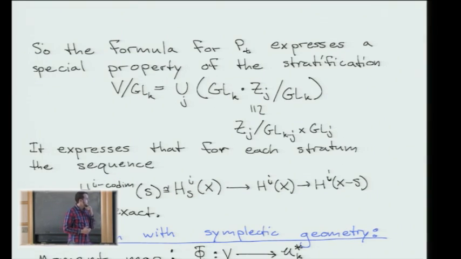This direct sum decomposition on cohomology is expressing something very special about the stratification. If you consider cohomology groups, you can always consider a smooth subvariety and restrict to the complement of a stratum. And you always get a sequence of cohomology groups like this. But in fact, what this formula is expressing is that in this case, this sequence is short exact. So it's something special about the stratification that gives you this direct sum decomposition.